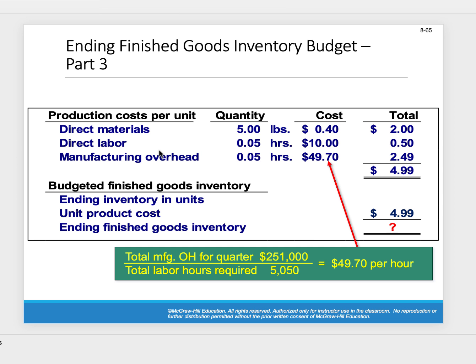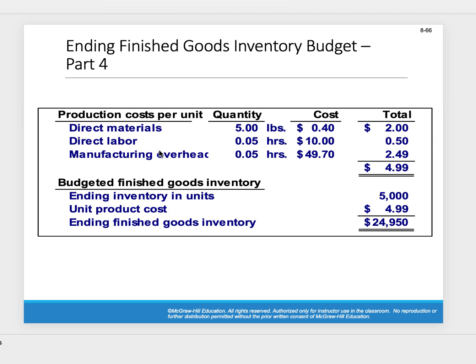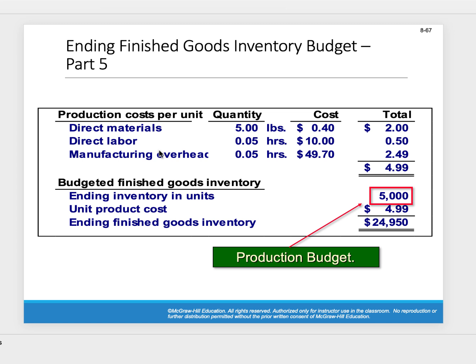That's our unit product cost, $4.99. Okay? So we need to figure out what our ending inventory is. Ending inventory in units is 5,000 units multiplied by the unit product cost of $4.99. We get our ending finished goods inventory of $24,950.